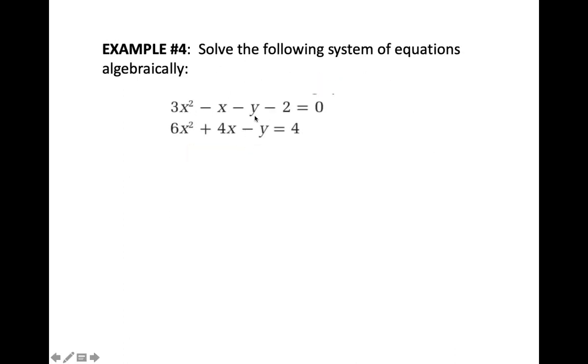So here were our equations. It's actually pretty ready for me to eliminate. I just need the signs to be opposite, but let's just go ahead and subtract to be able to do that.